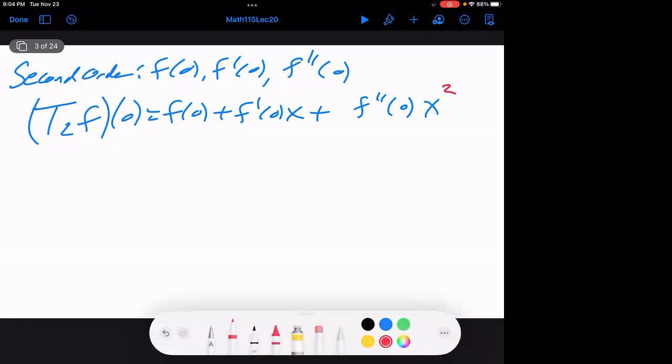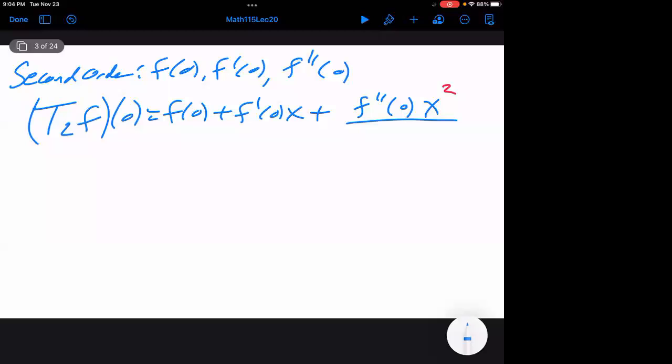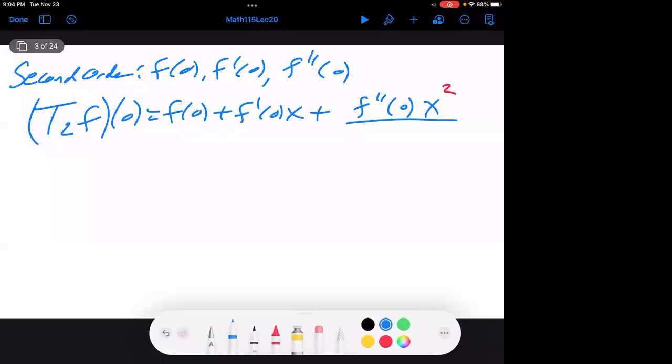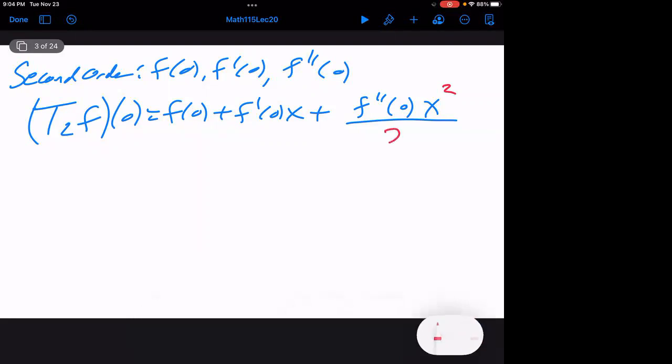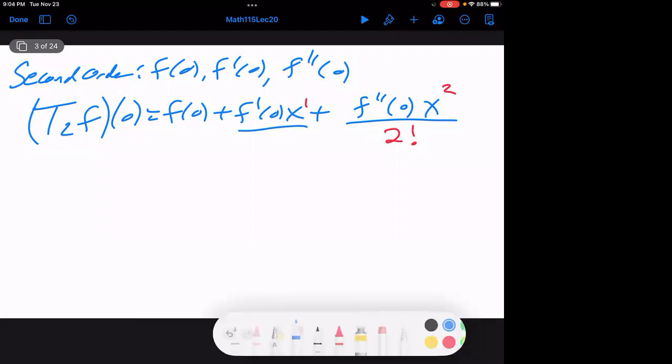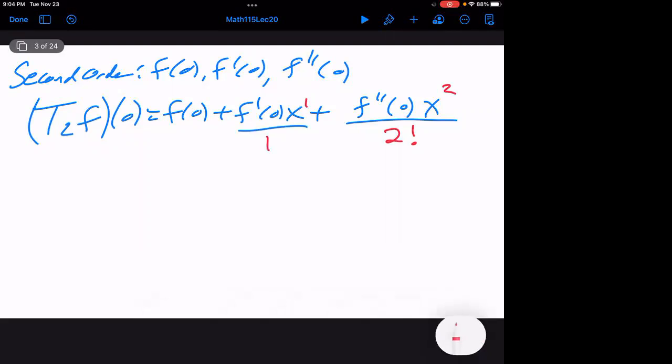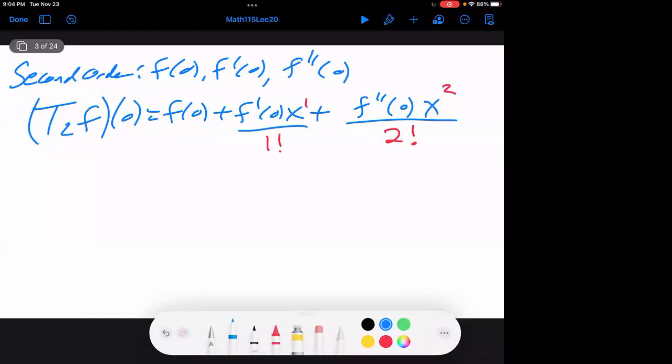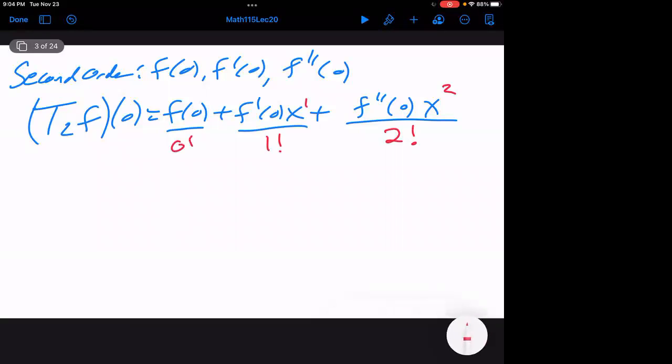So it's not quite that. It's close. You have to divide by 2. But a better way of writing 2 is 2 factorial. And here, this is x to the first, and we're going to divide by 1 factorial. In fact, you could even view the first one over here as dividing by 0 factorial. So is this like the geometric? No, it's not geometric. It's similar to e.